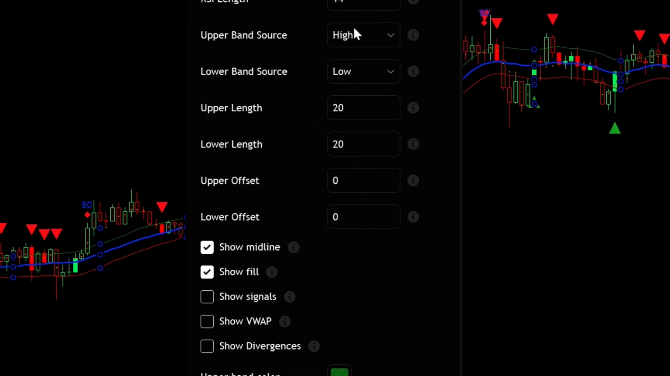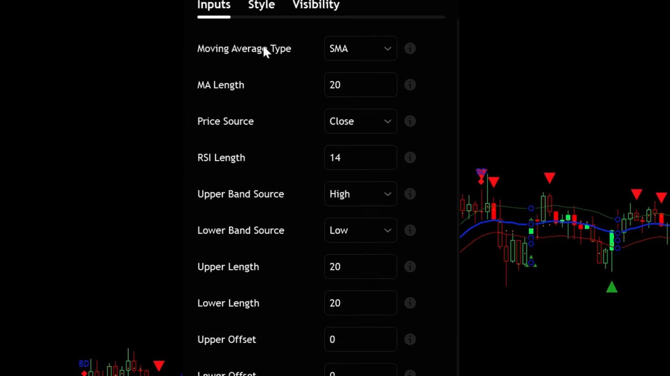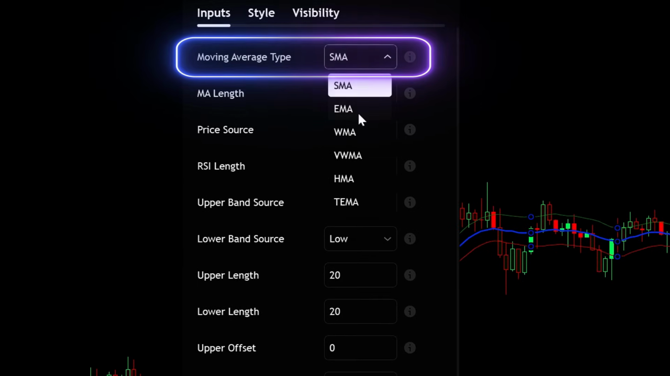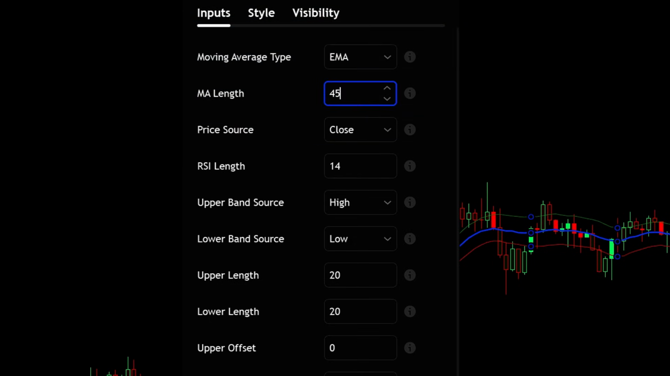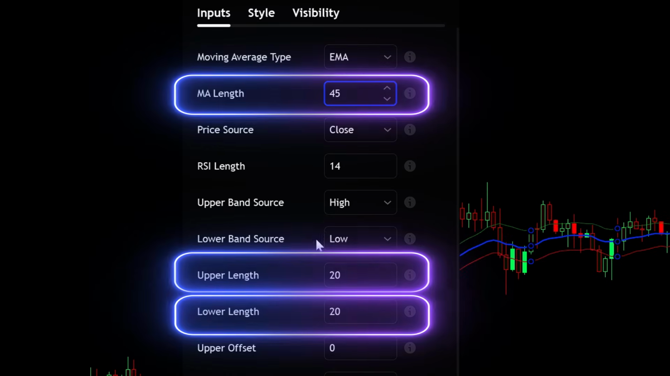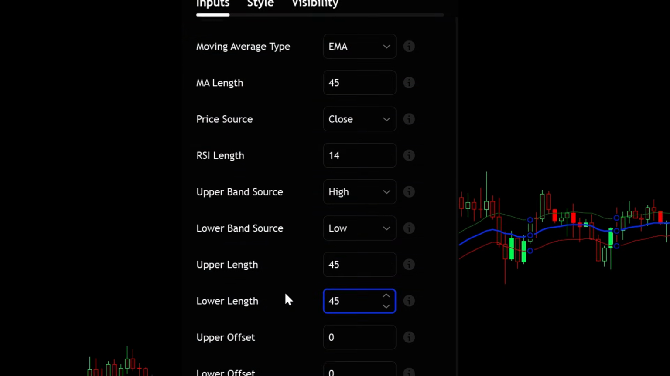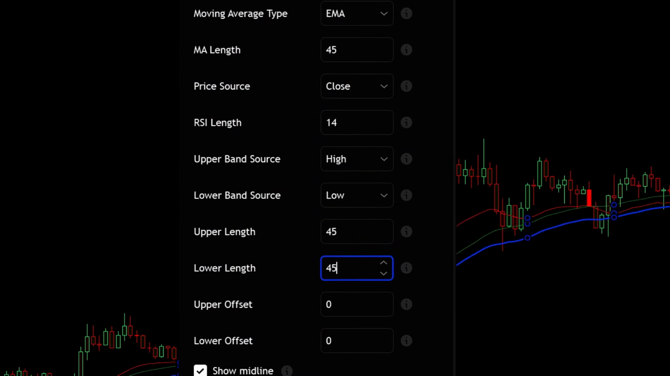Now scroll up and change the moving average type to EMA. Then set the MA length, the upper length, the lower length, and the ATR length all to 45. This customized channel is now perfectly tuned to confirm our momentum swings.